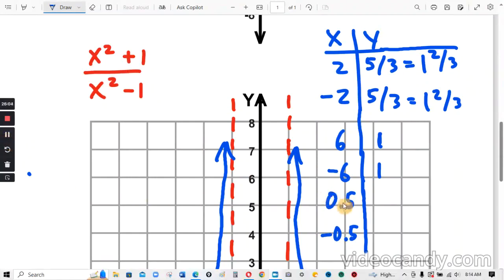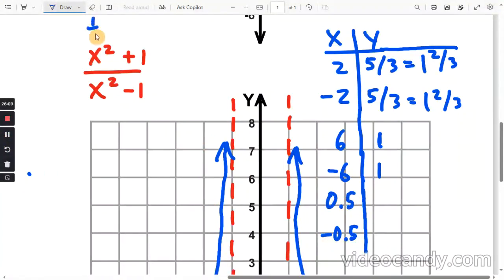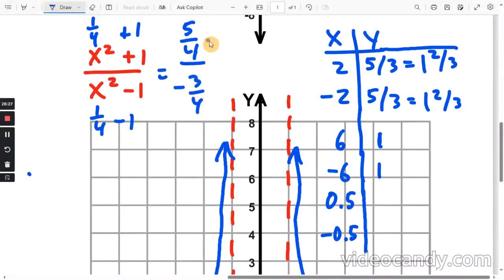Actually, I don't need to. 1/2. If you do 1/2 squared, that's going to be 1/4 plus 1. 1/2 squared again, that's 1/4 minus 1. So that's going to be 5/4 divided by -3/4. All right, keep, change, flip. I'm going to flip this. So times 4 over -3. These cancel. It's going to be -5/3, which is the same as -1 2/3.